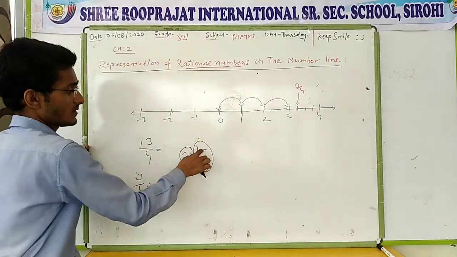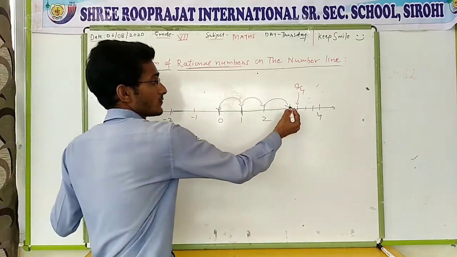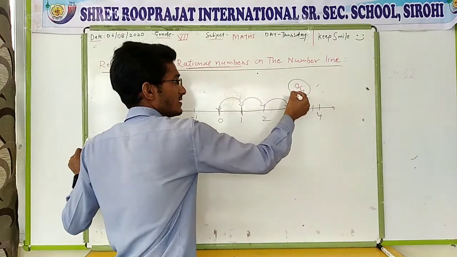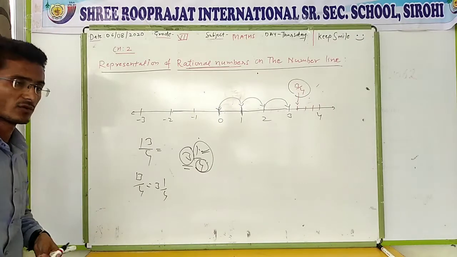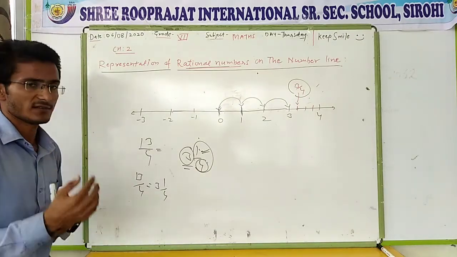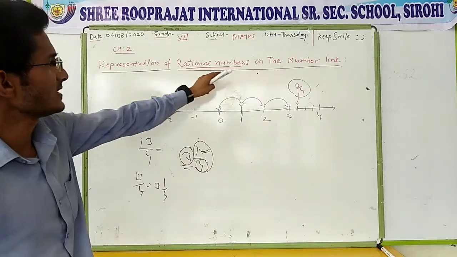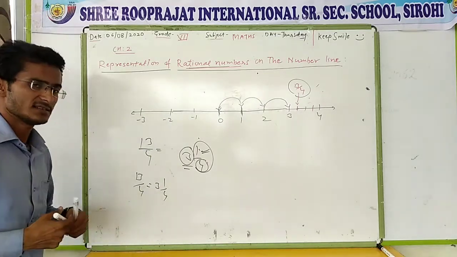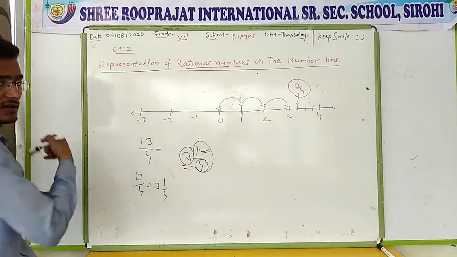Now out of 4, you have to take only 1. So from here to here, only 1 part. So that is your 1 and 1 by 4. Okay, you can use any of the methods, whichever one you like. So that is the way to represent a rational number on a number line. Same as it is, if it is a negative number, then you have to move to the left side.